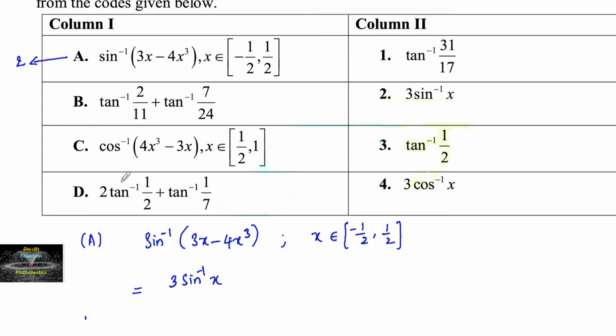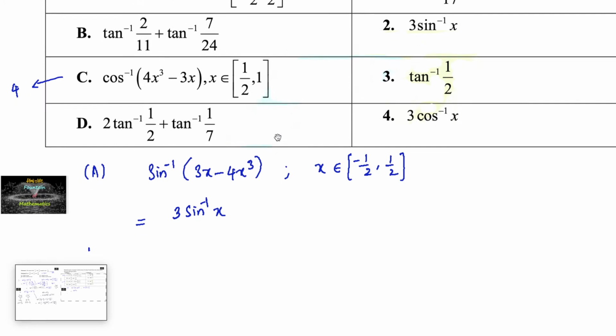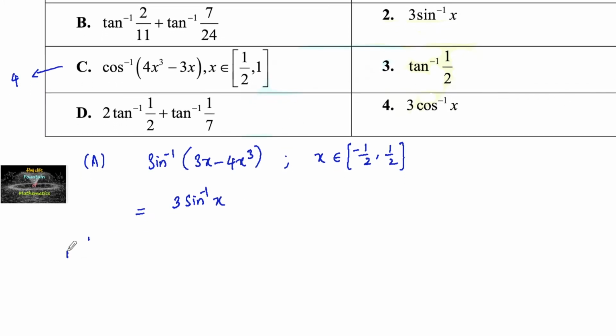And similarly, the third one, option C also: cos inverse of 4x cube minus 3x for x lying between half and 1, which is equal to 3 cos inverse x. So C1, we can go with 4.